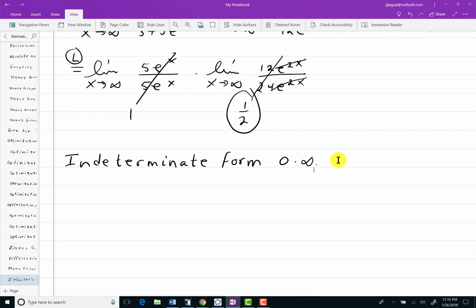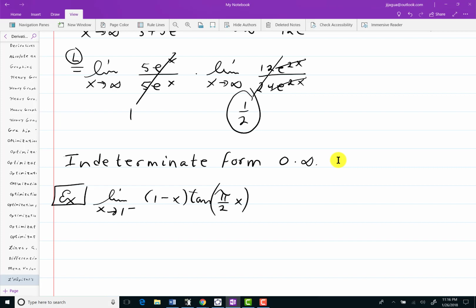So for our first example, let's take a look at the limit as x goes to 1 from the left of 1 minus x times tangent of pi over 2x.